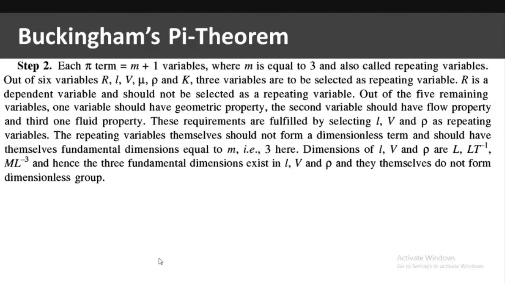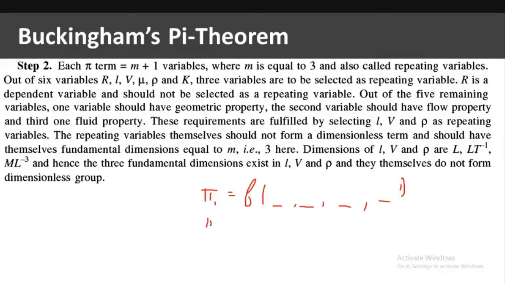Okay, so now step 2. Step 2 is for each pi term, there will be m plus 1 variables where m equals 3. Okay, so m का वैल्यू 3 है, तो हर पाई टर्म के लिए कितने प्रॉपर्टी हमें लेना है? हमें 4 प्रॉपर्टी लेना है. ओके, दैट मीन्स m plus 1 वेरिएबल लेने हैं. सो पाई 1. ओके, अभी पाई 1 जो रहेगा इट विल बी फंक्शन ऑफ 4 प्रॉपर्टीज. ओके, 1, 2, 3 and 4.